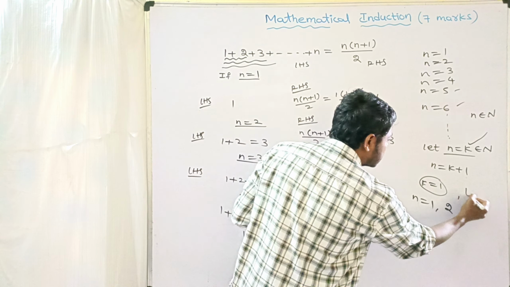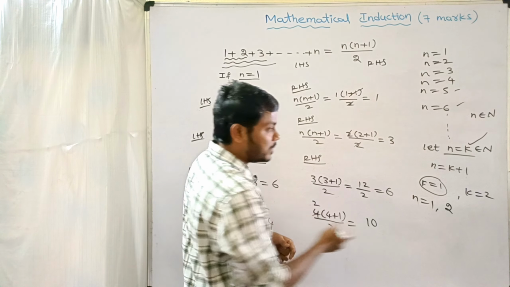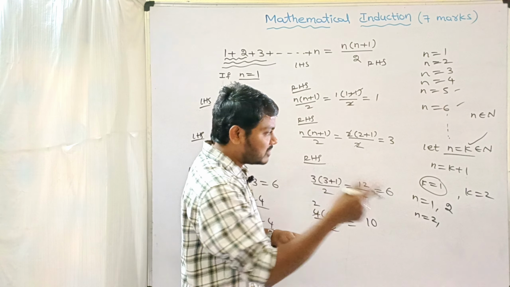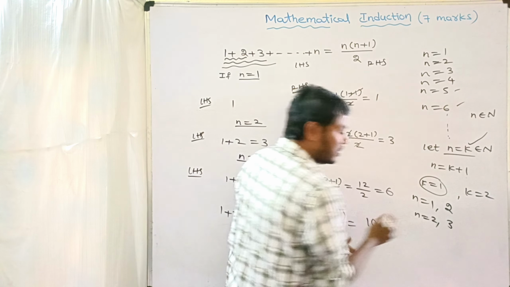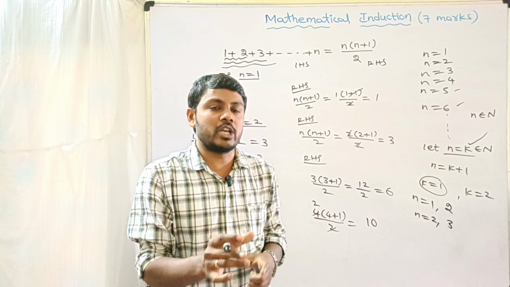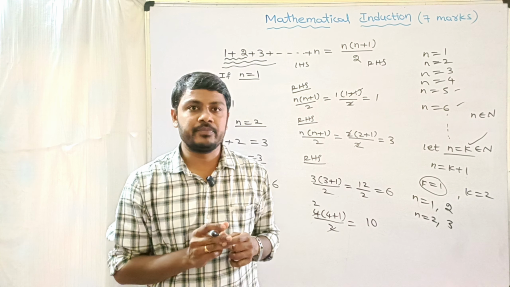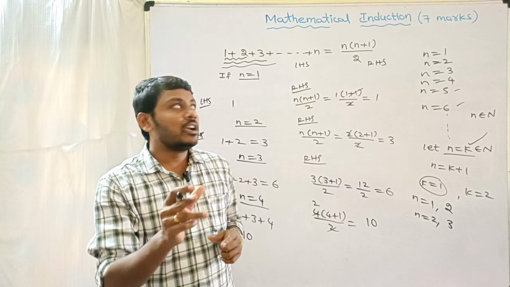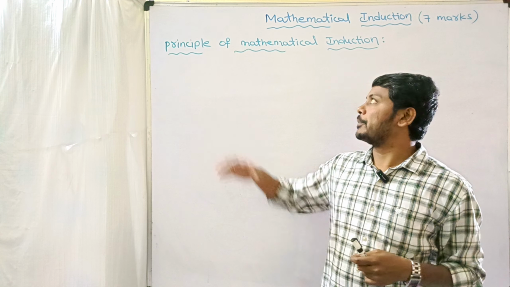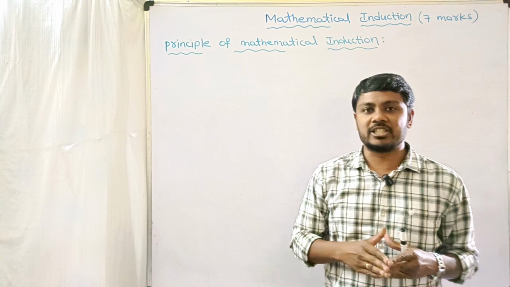For example, k is equal to 2. Substitute here n is equal to 2. k plus 1 means 2 plus 1, 3. So from this we can say that the given statement is true for all natural numbers. So this is the concept of mathematical induction. So next, the principle of mathematical induction.